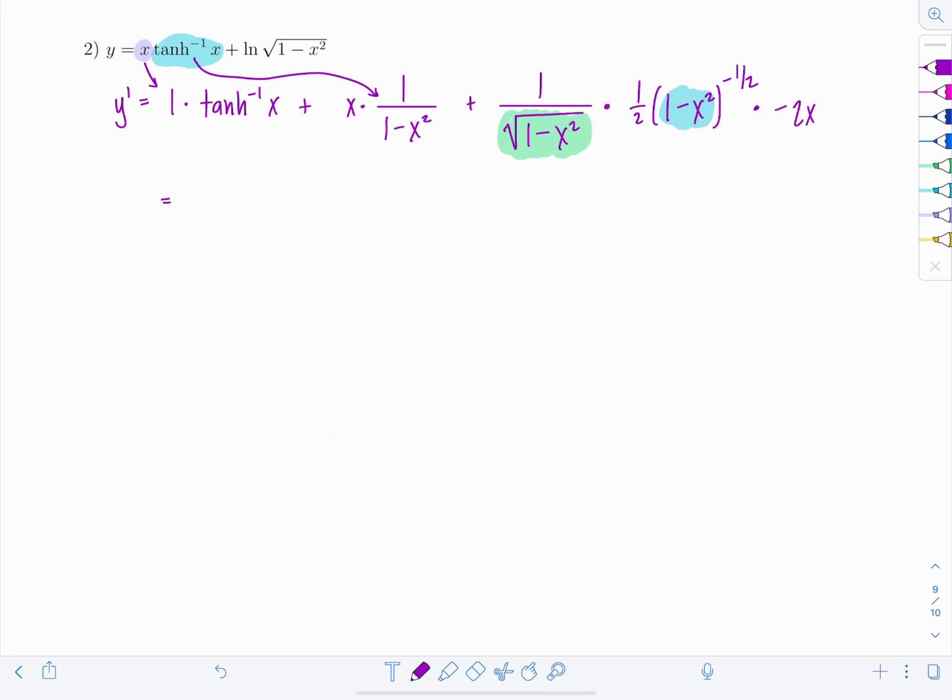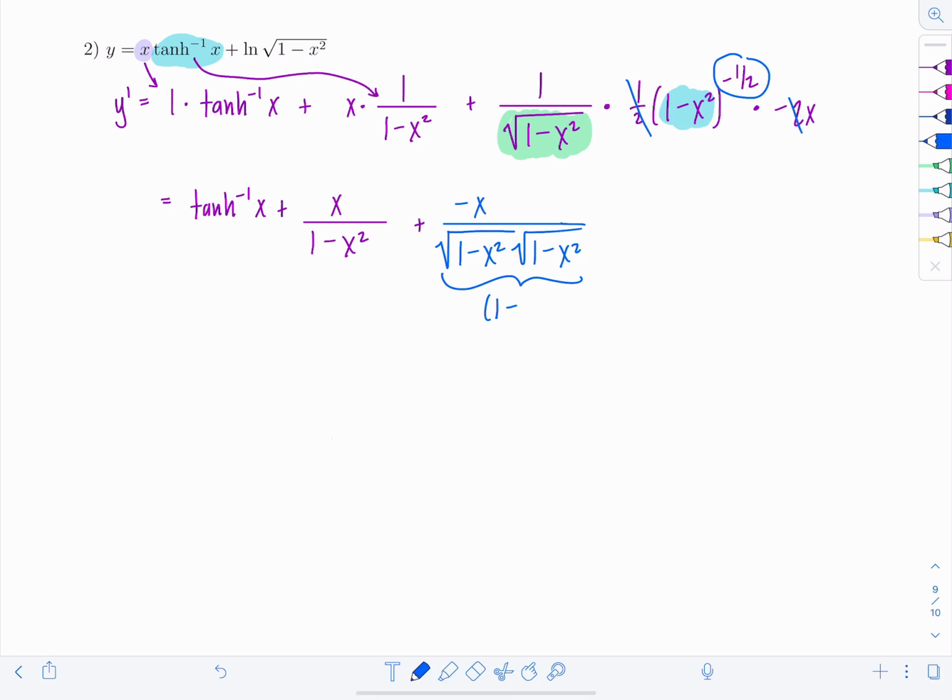Okay, so let's see, we've got tangent inverse of x plus x over 1 minus x squared plus, so notice the 1/2 and the 2 cancel. This is to the negative 1/2, so I'm going to put it in the denominator as well, and I've just got an x in the numerator. So I've got actually a negative x in the numerator. My goodness. And then I have rad 1 minus x squared and another rad 1 minus x squared to meet him. Well, this is just 1 minus x squared.